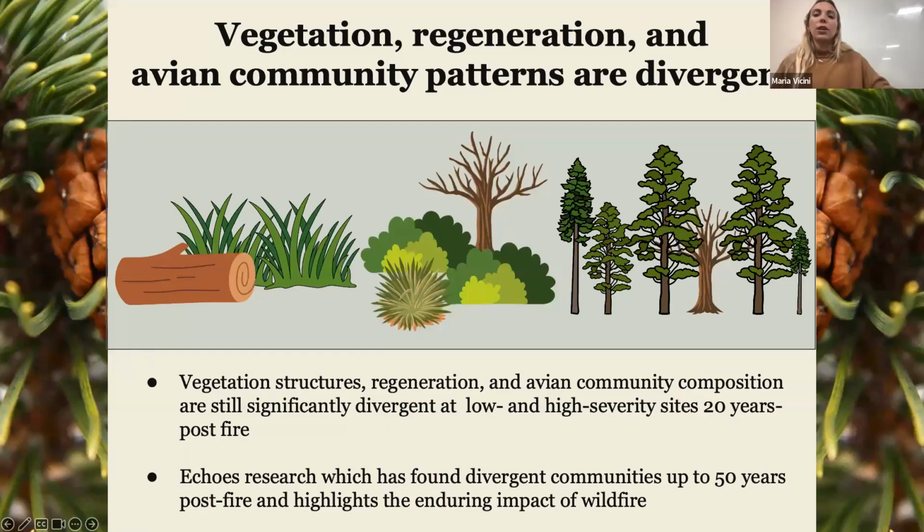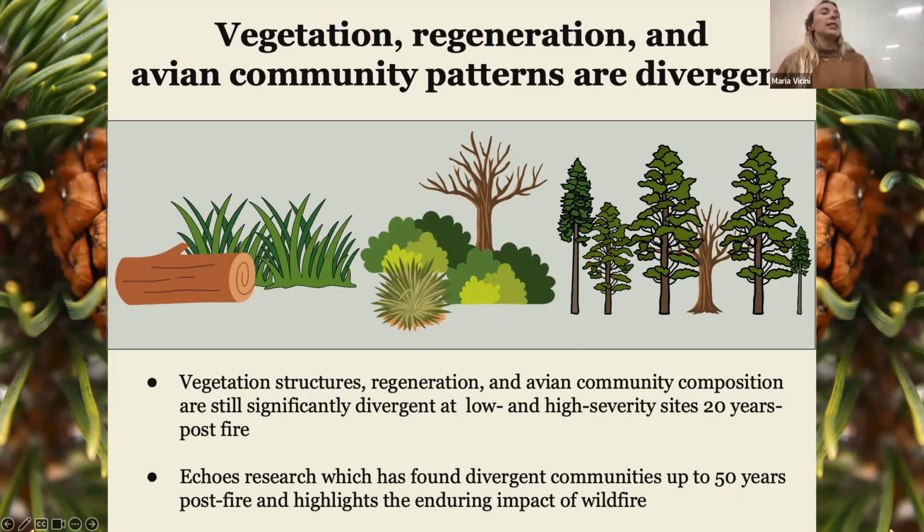Overall, our vegetation structure and conifer regeneration differences for both fires indicate there are still significantly different recovery patterns at low versus high severity sites, and that these sites remained overall divergent in terms of vegetation 20 years post-fire. Additionally, avian community composition was distinctly different between severity sites at both fires.